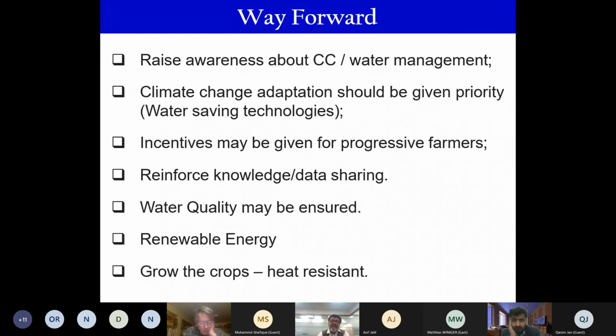We need to restrict groundwater pumping, because if you pump more, then all the salinity will come, your land fertility will decrease and the land will salinize, and ultimately what will happen? You cannot grow the crop, and that affects the yield and the food for the livelihood of the people. Incentives may be given to the progressive farmers who use advanced, water saving technology. We need incentives for them. Reinforce knowledge and data sharing; that is very much necessary. Water quality may be ensured.